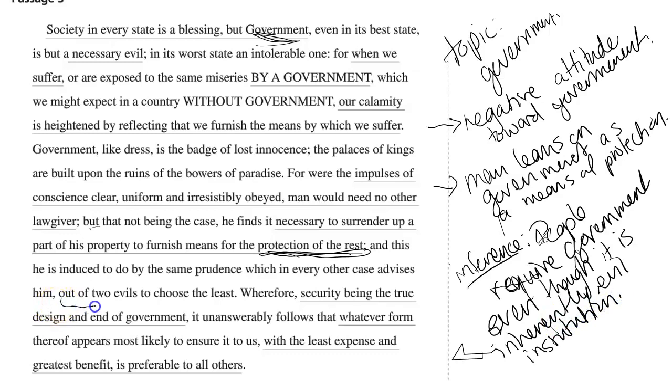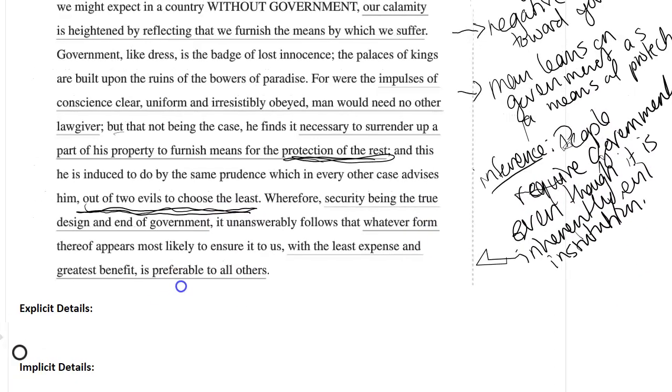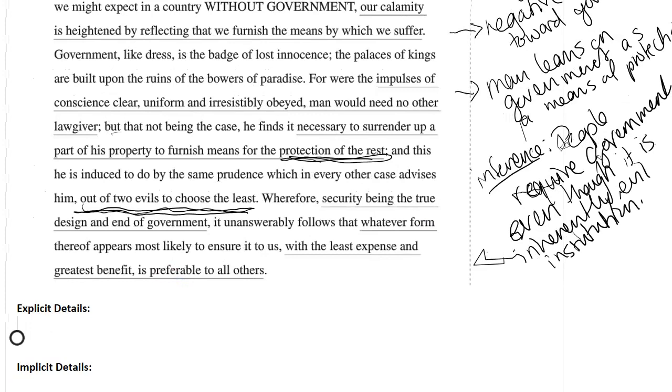And we can see that this author still finds that government to be an evil institution because out of two evils, man is choosing the least of the two evils, and that being government for the protection of the rest. So even if it's not a perfect system, it is still like the lesser of the two evils. So people require government even though it is an inherently evil institution. Let's capture some of those explicit details from the passage, and then we'll make some inferences as well.